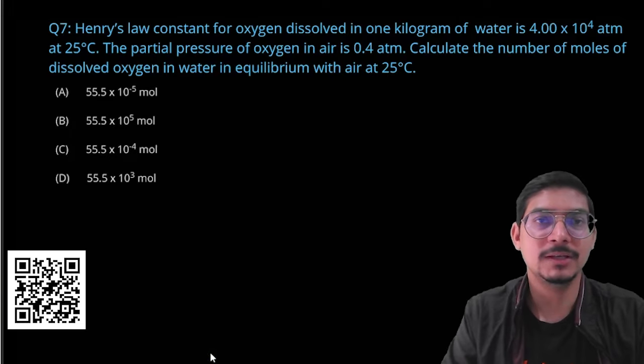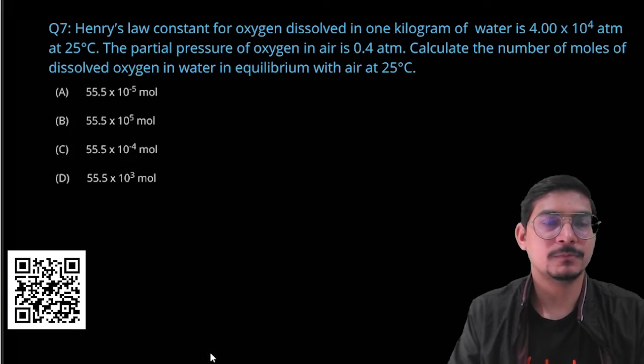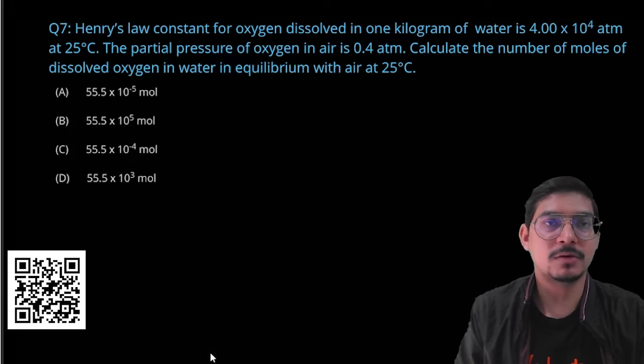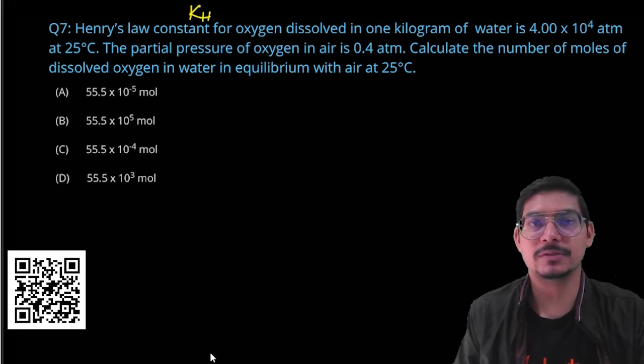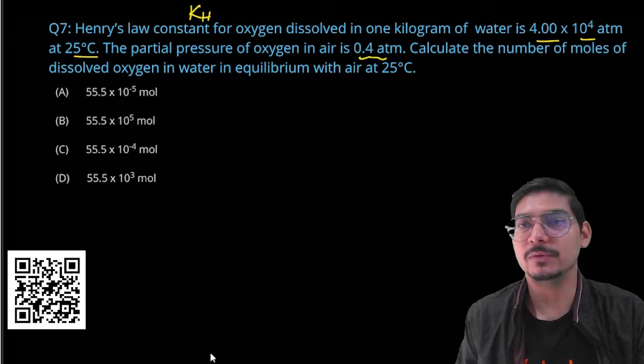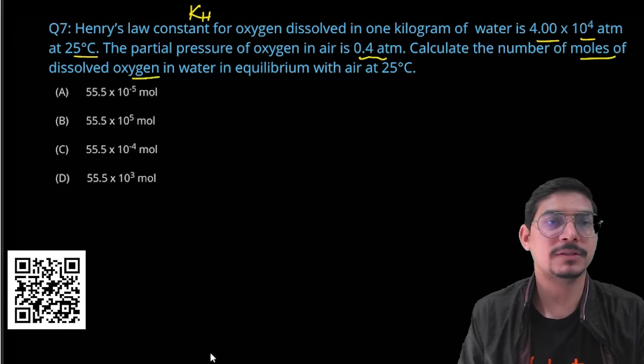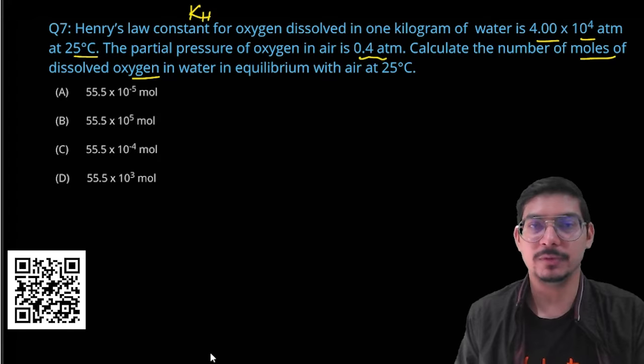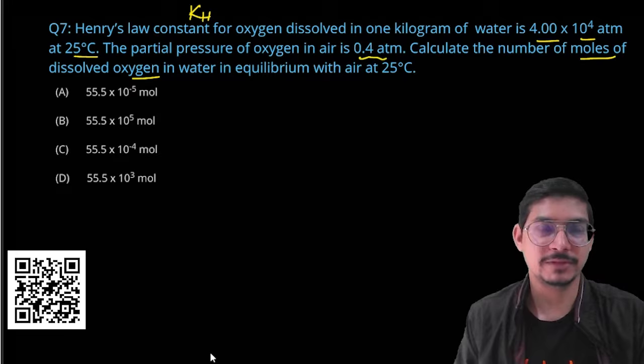Hi everyone. This question is based on Henry's law. It is given in the question that Henry's law constant Kh for oxygen dissolved in 1 kilogram of water is 4.00 into 10 to the power 4 atm at 25 degrees Celsius. The partial pressure of oxygen in air is 0.4 atm, and we have to calculate the number of moles of oxygen dissolved in water at equilibrium with air at 25 degrees Celsius.